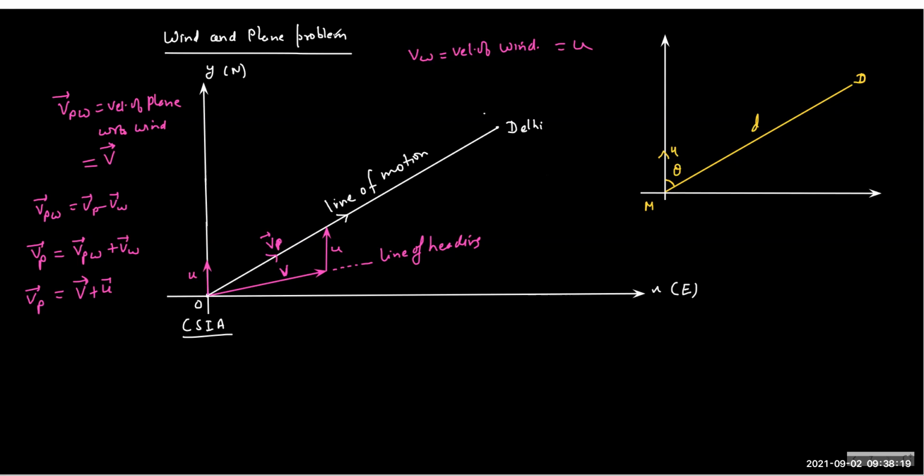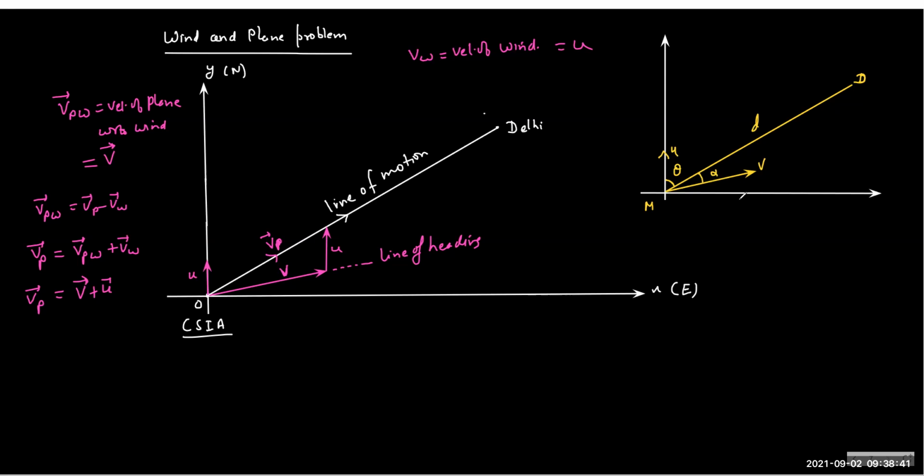Now the wind is fixed. As a pilot, we have to decide the plane velocity. The plane velocity must be something like this in the wind frame. Let's call it V. Let's call this angle alpha. Alpha is not known.